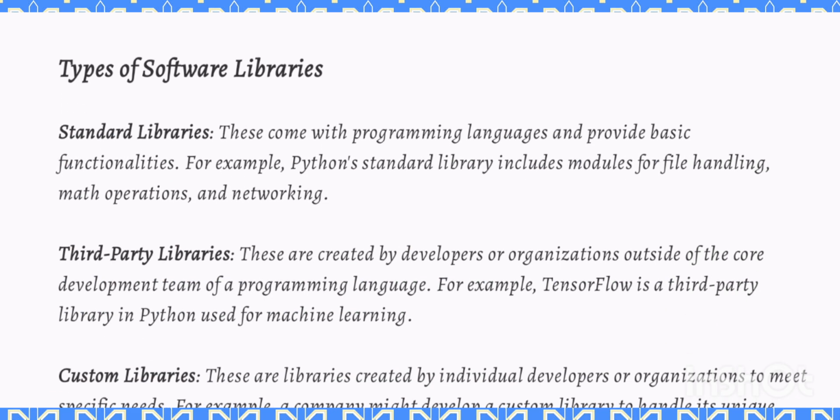Types of software libraries. Standard libraries. These come with programming languages and provide basic functionalities. For example, the Python Standard Library includes modules for file handling, math operations, and networking. Third-party libraries. These are created by developers or organizations outside of the core development team of a programming language. For example, TensorFlow is a third-party library in Python used for machine learning.